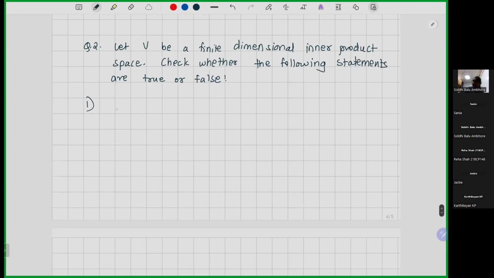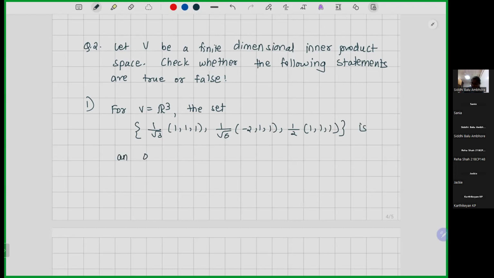First is that for V equal to R cube, the set {(1/√3, 1, 1), (1/√6, -2, 1, 1), (1/2, 1, 1, 1)} is an orthonormal basis of R3 with respect to the standard inner product.